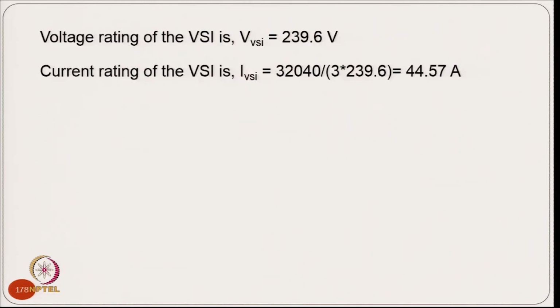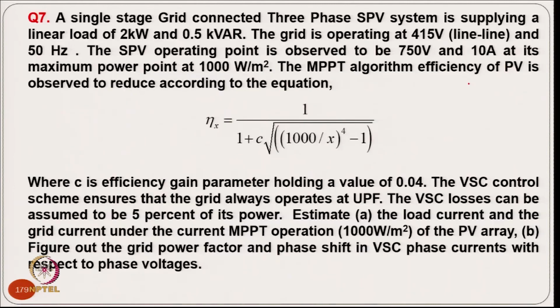And the voltage rating of the VSI is typically 239.6, which is the grid phase voltage, and the current rating of the inverter is from the power, 32.04 kVA. So, 32,040 VA divided by 3 into the voltage. So, this comes to 44.57 ampere.